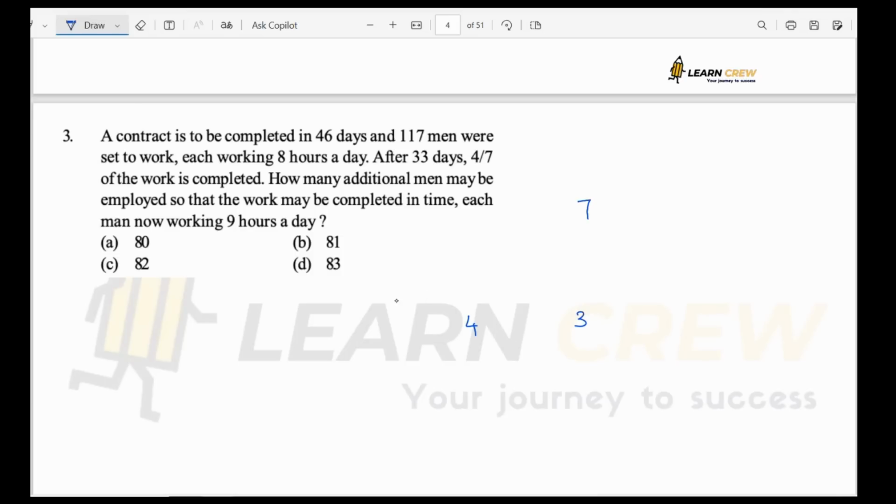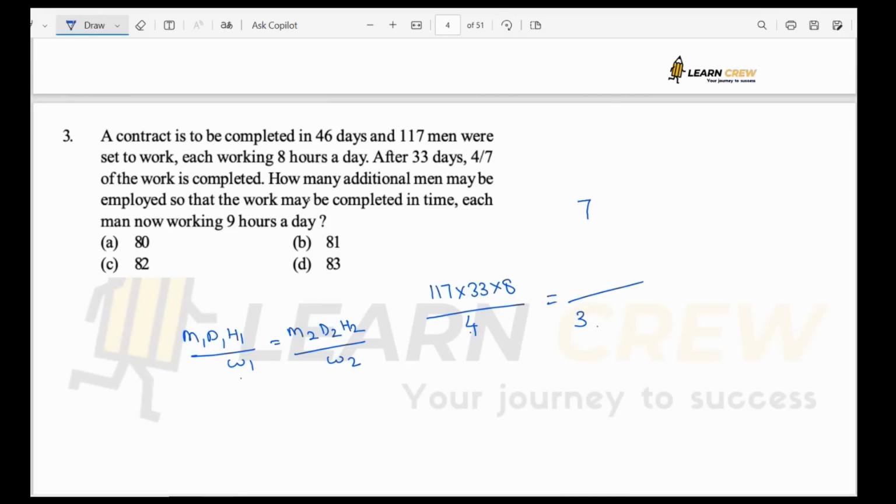Now for 33 days, you have a formula in chain rule. M1 D1 H1 by W1 is equal to M2 D2 H2 by W2. Okay. Initially, what is given? 117 men working for 33 days, 8 hours daily, are able to complete how many parts? 4 parts. Now, the remaining work, how many parts? 3 parts. W1 is 4 parts, W2 is 3 parts.